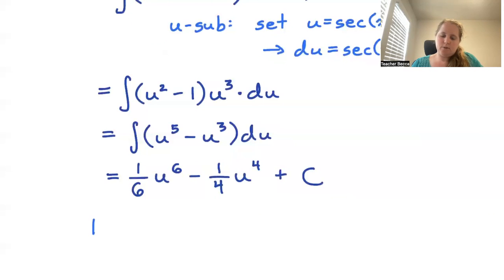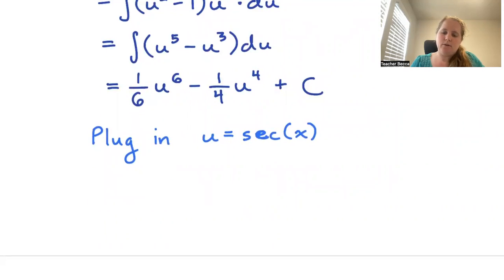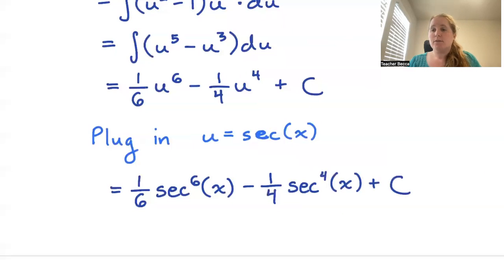At this point, we just have to plug in the fact that u was equal to secant of x. And we wind up with that our integral is equal to 1/6 times secant to the 6th of x minus 1/4 times secant to the 4th of x plus c. So these are our two basic cases for powers of secant and tangent, where we can just force a u substitution, and how we can go about forcing that u substitution.